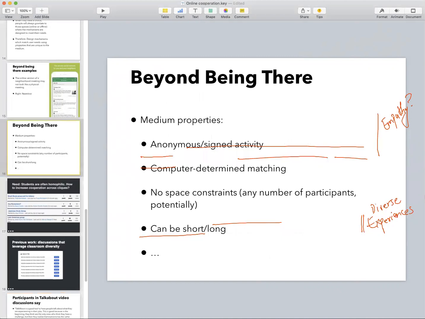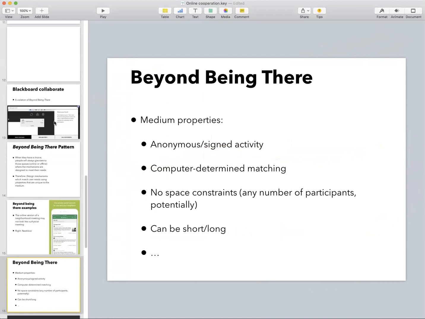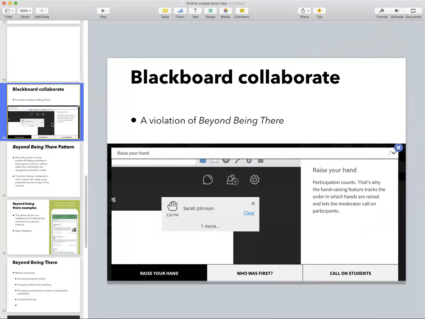All right, so that's one positive example of this pattern of beyond being there. Here's, in my mind, a negative example. Blackboard has a feature, they call it the Blackboard Collaborate. What it allows teachers to do is to ask students to participate in an online discussion about a class topic. And what students can do there is, for example, raise their hand. Teachers can then call on students, see who was first, and so on.